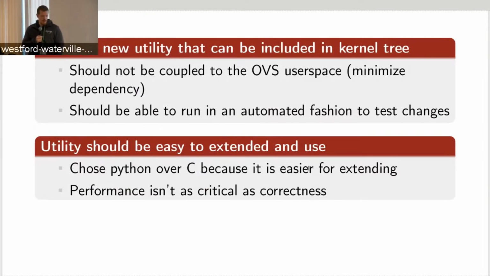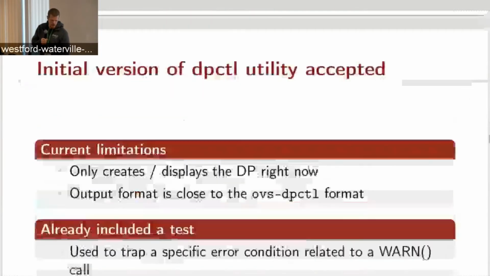The important thing there also is that performance isn't really critical. Correctness is more important. It's sometimes easier to look at some Python code and determine that it is going to behave correctly than it is to look at some C code and determine the same.